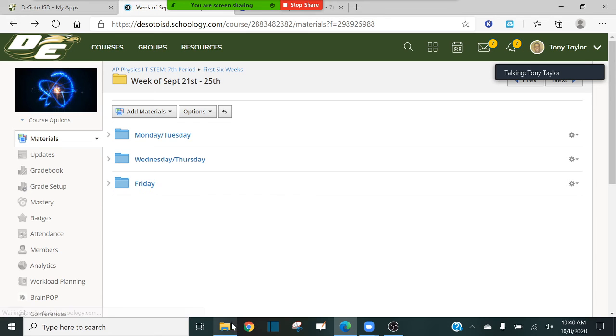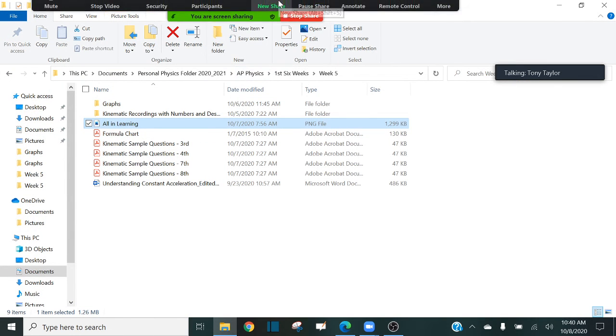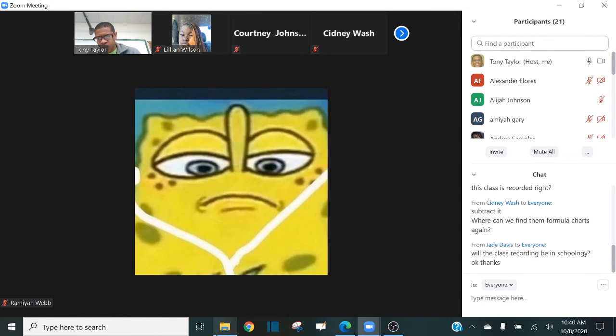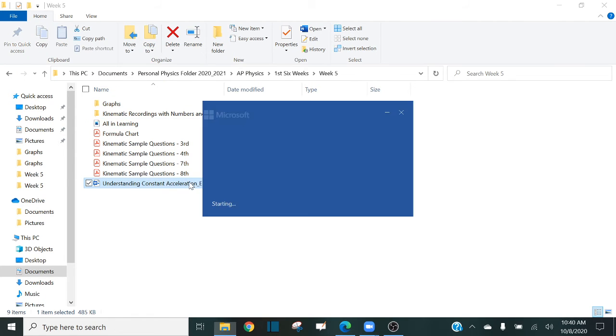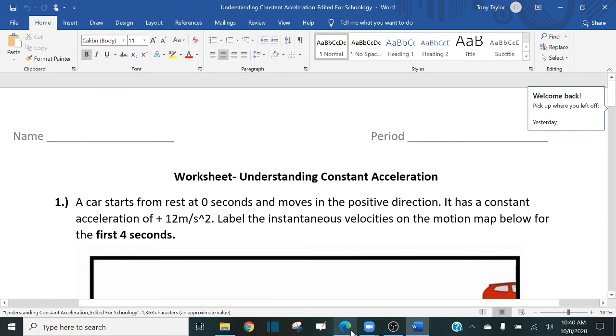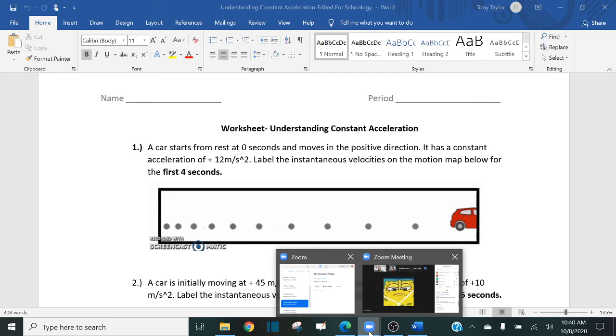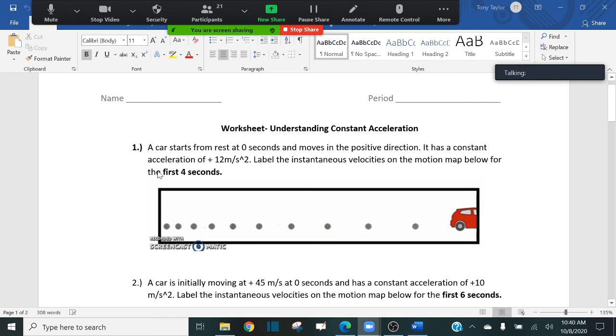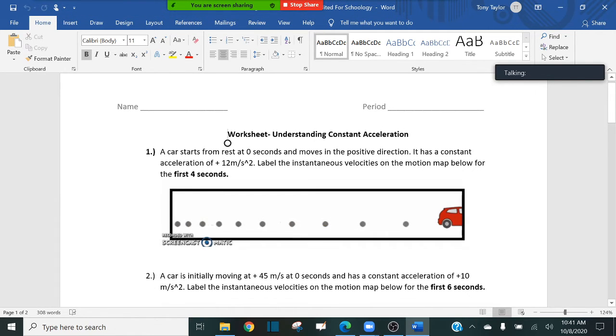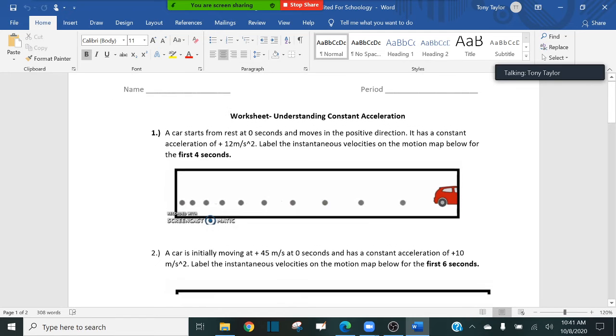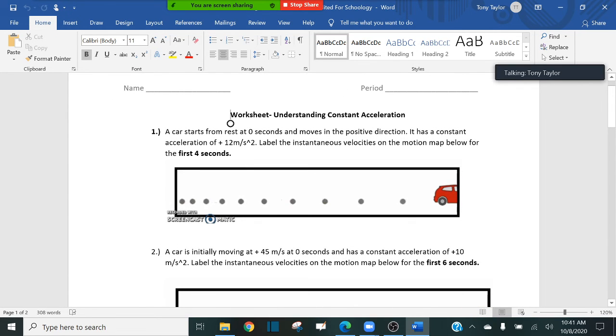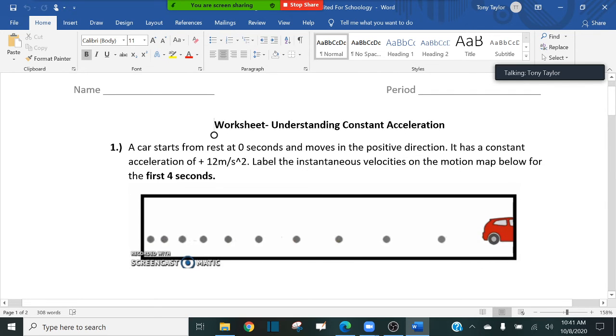Also, guys, please be sure that you understand the meaning of acceleration. Conceptually, what does a constant acceleration mean? And we talked about this a few weeks ago. I'm going to pull up this worksheet that we did in class, so you guys will get an idea of what I'm referring to. So if y'all remember doing something like this in class, if we look at number 1, it says a car starts from rest at 0 seconds and moves in the positive direction. It has a constant acceleration of 12 meters per second squared. Label the instantaneous velocities on the motion map below for the first 4 seconds.